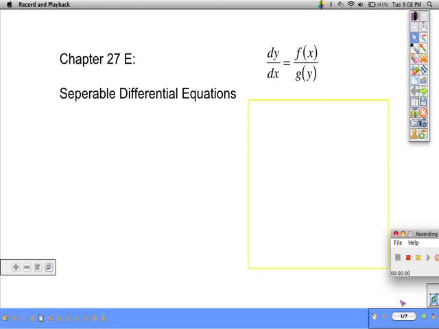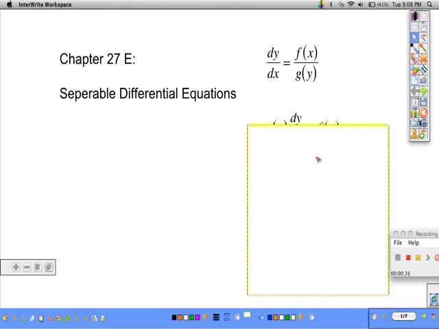The last part of chapter 27 looks at separable differential equations, another way to solve a differential equation. And this is for the specific case where you have a derivative equal to essentially something that can be separated out into all of the x's on one side and all of the y's on the other. It's usually consisting of f of x divided by g of y, or f of x times g of y. So we can just simply multiply or divide to get our variables separated.